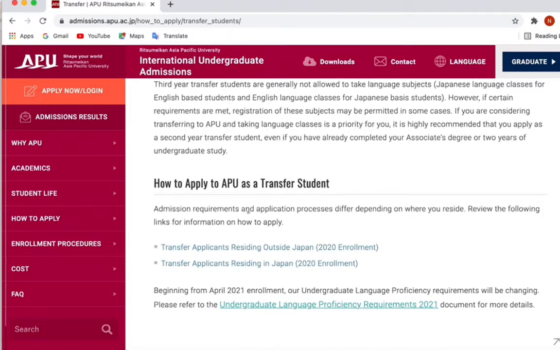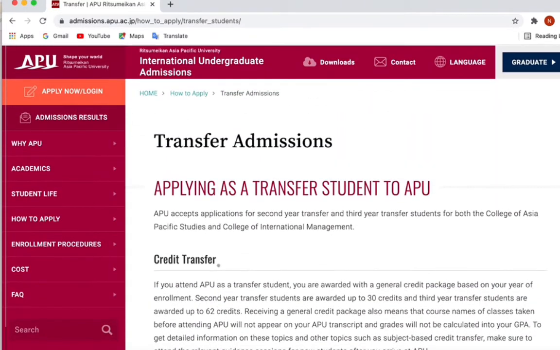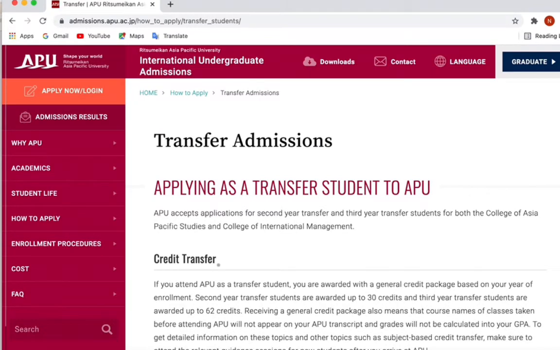So admission requirements and application processes differ depending on where you reside. Review the following links for information on how to apply. Transferring from outside here, transferring from Japan here. So if Asia Pacific University interests you, then I would recommend that you check it out.